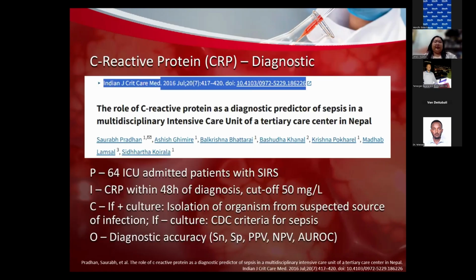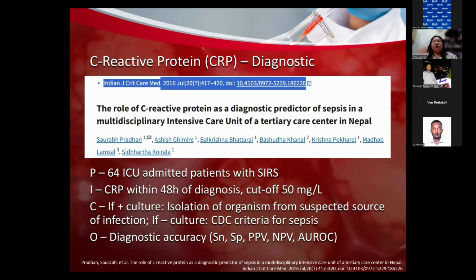Another study done by Pradhan and Nepal enrolled 64 ICU admitted patients with MRSA or sepsis in a 1 year period, and evaluated the diagnostic accuracy of CRP obtained within 48 hours of the diagnosis. They used a cutoff of 50 milligrams per liter for the CRP compared to the gold standard. So their gold standard is, if there is a positive culture, an isolated organism should be noted, while if there is a negative culture, a CDC criteria for sepsis was used. So their outcome was diagnostic accuracy. Unfortunately, there was no mention of the study design used.